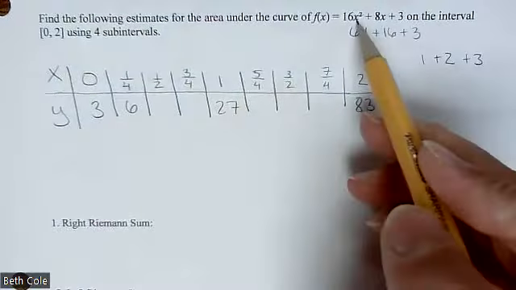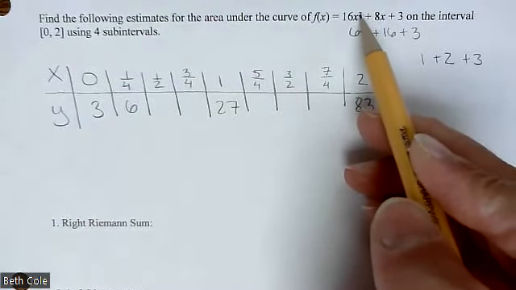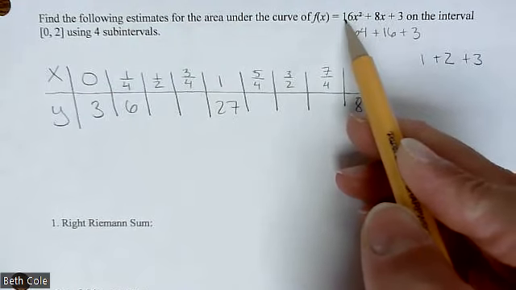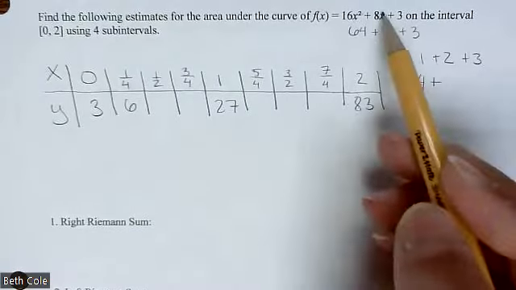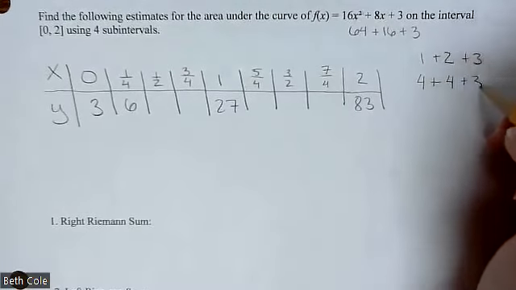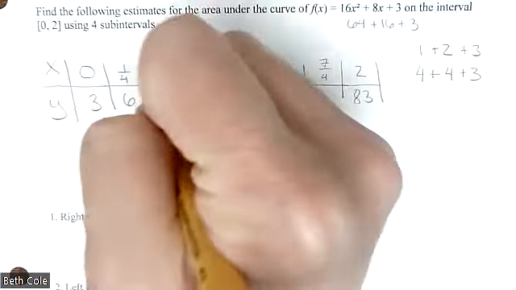All right, let's plug in a half. A half squared, a fourth of 16 is 4. Plus half of 8 is 4. And then again, they're all going to have plus 3 at the end. So what is that, 11?